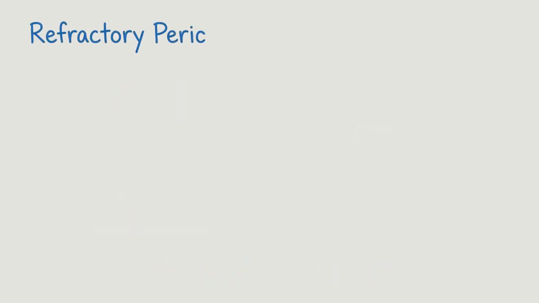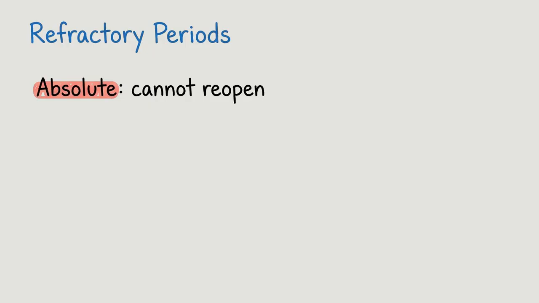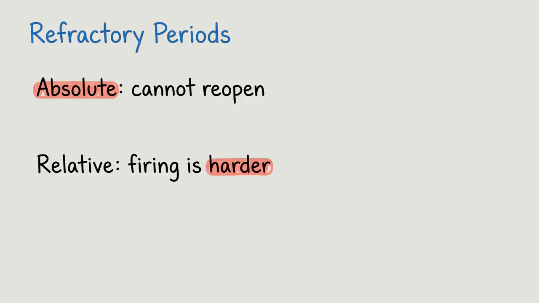After this, the neuron enters refractory periods. During the absolute refractory period, sodium channels cannot reopen, so another action potential is impossible. During the relative refractory period, firing is harder. This is why impulses move in one direction.